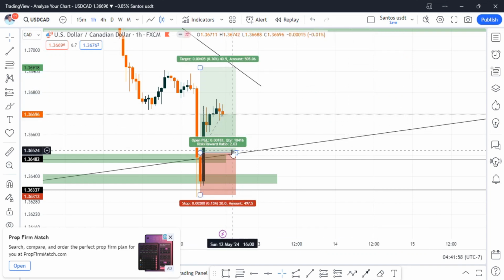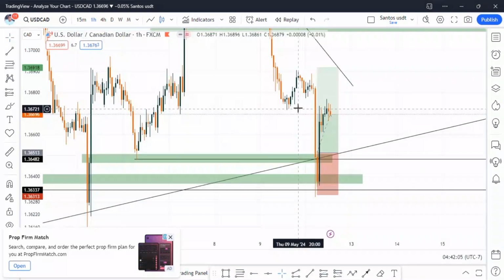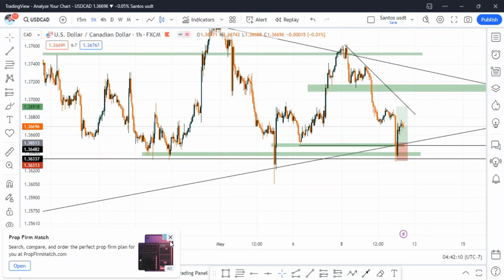So I'm expecting the market to retrace, or probably when the market opens on Monday, to buy to the upside or drop. So that's it, guys. Let's move to the second pair. There's not much about USD/CAD.